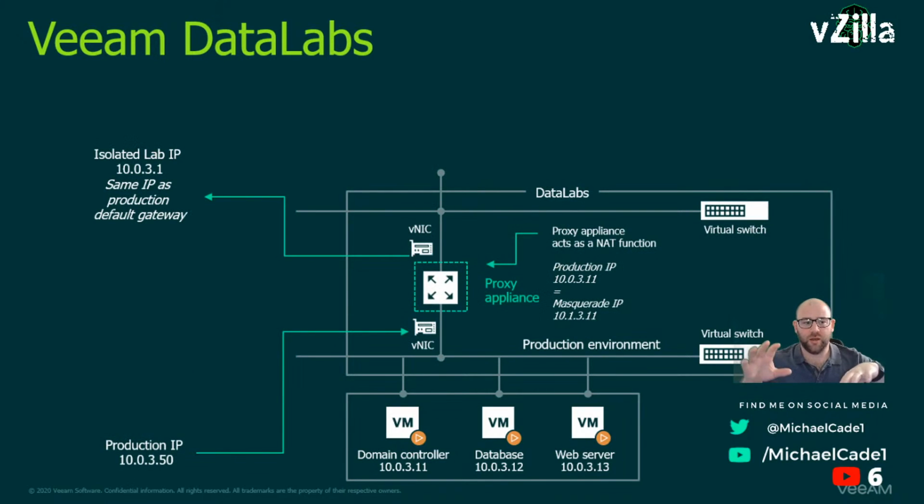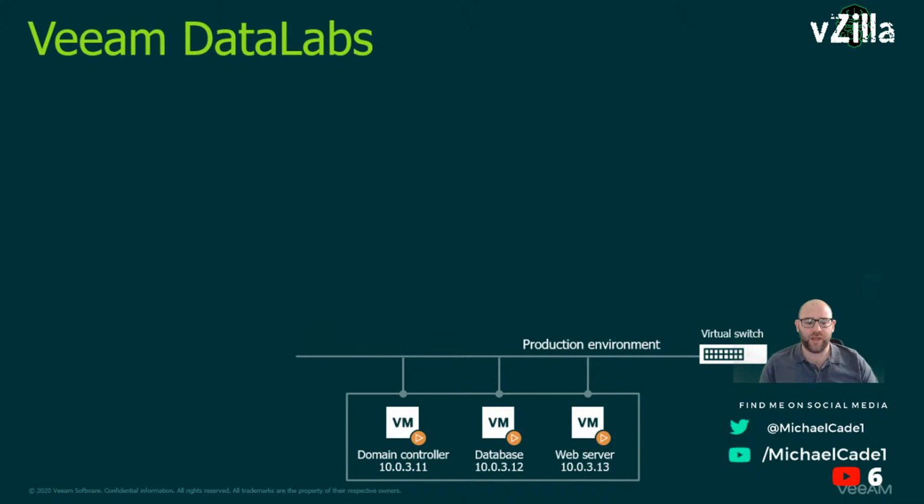So just from an architecture point of view, what does that look like? Obviously, on day 1, we have our 3-tier app. We have our DC, database server, and web server running our production environment on a virtual switch, virtual network, whatever you want to call it.